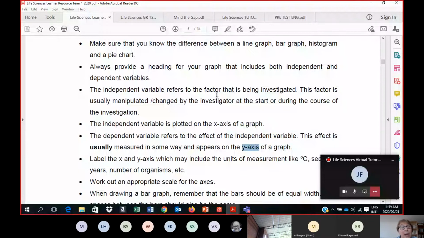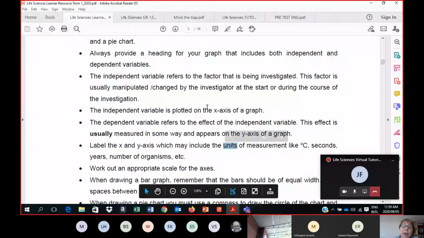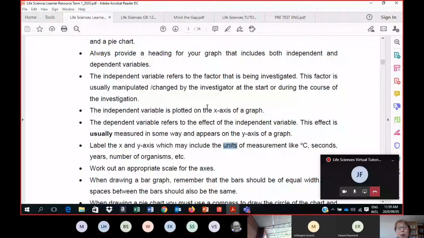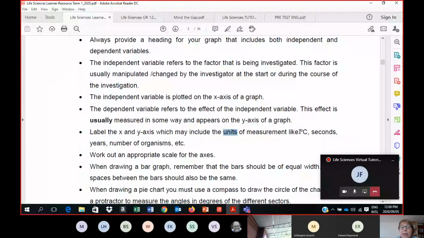Then you're going to label your x and y axis, and you get a mark for doing that. And then, very important, you're going to have to include the units. So for example, in my previous example, altitude would probably be measured in meters, and the number of red blood cells is probably going to be measured in cubic millimeters or something like that. So these must be included as well. Other units would be degrees Celsius, seconds, years, number of organisms, etc. So do remember to always include the unit.